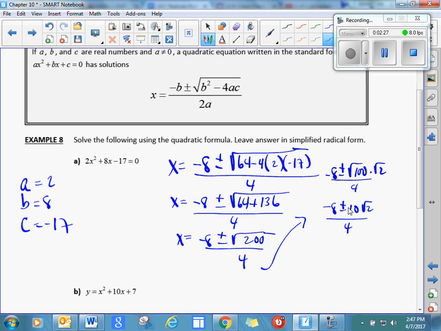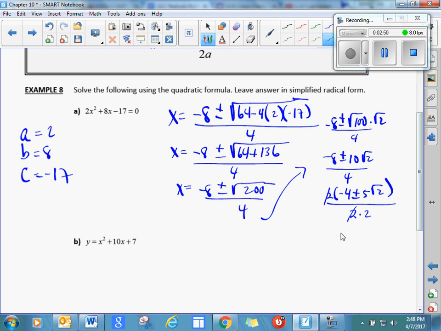So it's almost like taking the GCF out of this numerator and saying, okay, I'm going to take the 2 out, and what do I have left? -4 plus or minus 5 radical 2, all over 4, which is 2 times 2, and these 2's cancel. So your answer becomes -4 plus or minus 5 radical 2, all over 2. That's the most simplified answer.